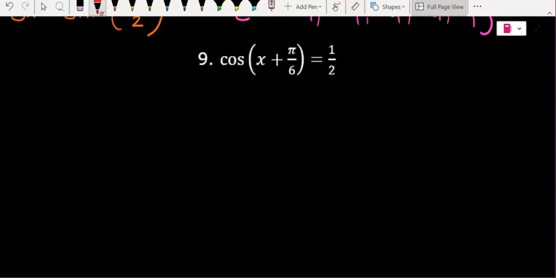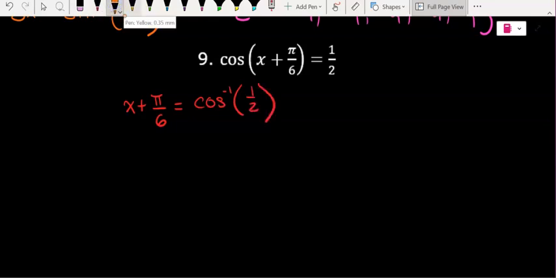In this case, I have cosine. It's all by itself, I've just got the stuff in the parentheses there. So I can go ahead and pull out the x plus pi over 6 and set it equal to cosine inverse of 1/2. Now I can go ahead and answer the question of at what angle is cosine equal to 1/2 between 0 and 2 pi. And cosine is equal to 1/2 at pi over 3. It's also going to be equal to 1/2 at 5 pi over 3, okay?